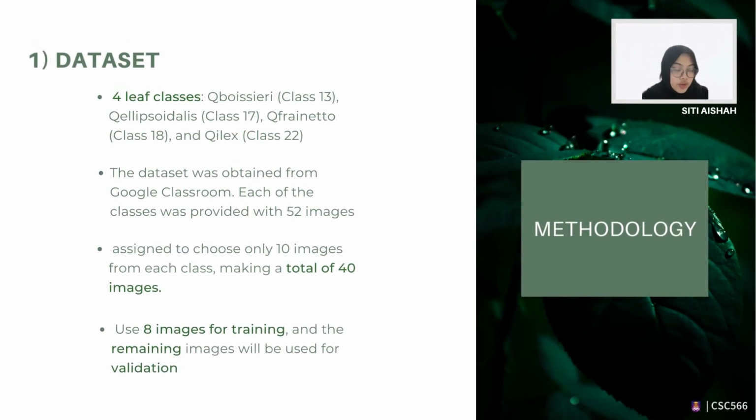So next is the methodology. For this project, our group was given a dataset with 4 leaf classes, which are class 13, class 17, class 18, and class 22. The dataset was obtained from Google Classroom. Each of the classes was provided with 52 images. We were assigned to choose only 10 images from each class, making a total of 40 images. The dataset will be used to train and test the given model. From these 10 images, we use only 8 for training, and the remaining images will be used for validation.